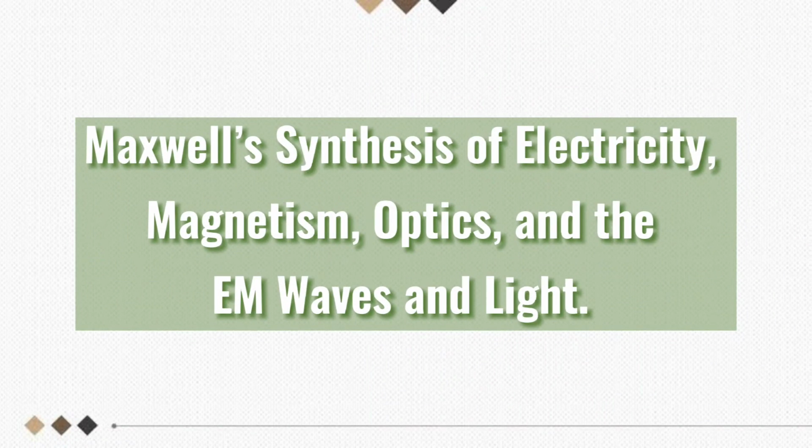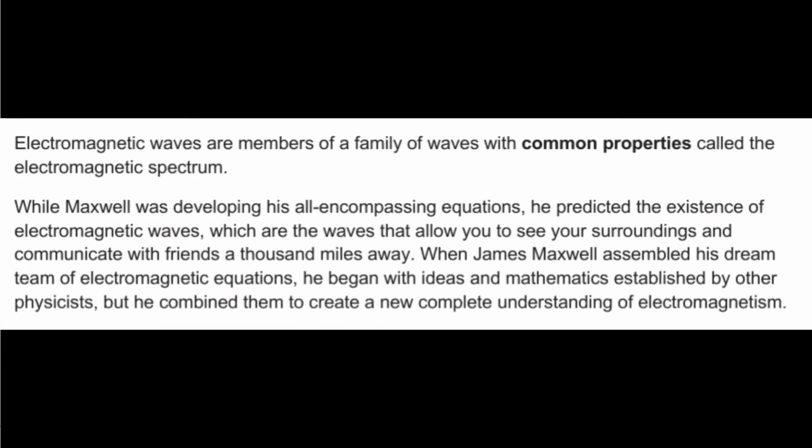For today's topic, we're going to discuss Maxwell's synthesis of electricity, magnetism, and optics, and also electromagnetic waves and light. Electromagnetic waves are members of a family of waves with common properties called the electromagnetic spectrum. While Maxwell was developing his all-encompassing equations, he predicted the existence of electromagnetic waves, which are the waves that allow you to see your surroundings and communicate with friends 1,000 miles away.